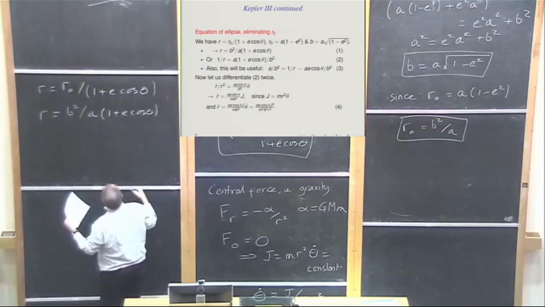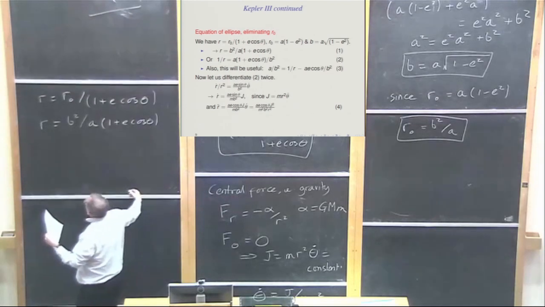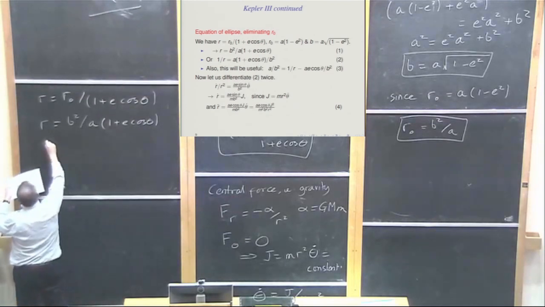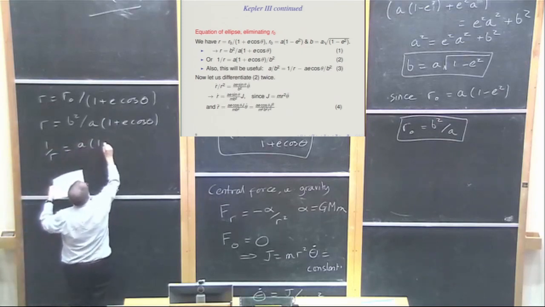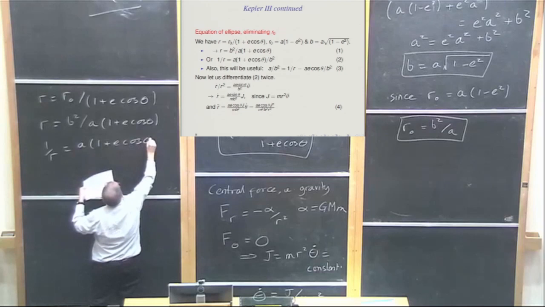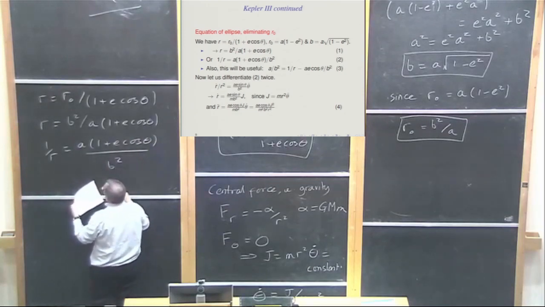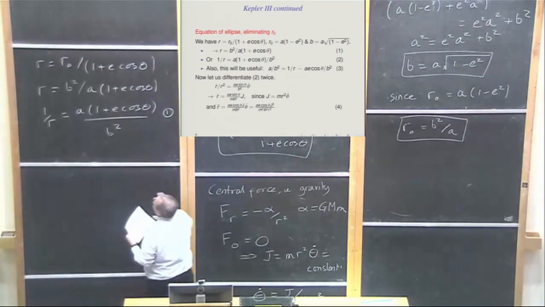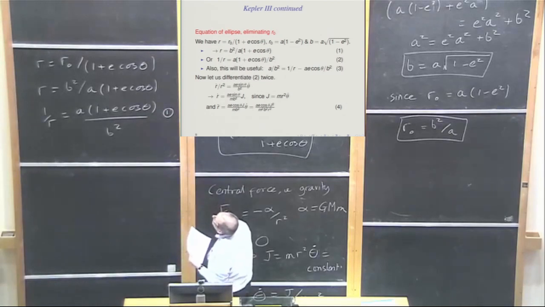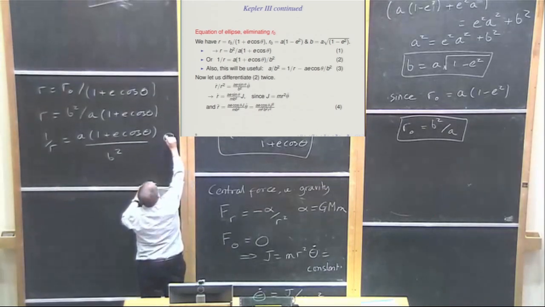And then, it might not seem obvious why this is the way to go initially, but believe me it is. Let us write it in the inverse. So we have 1 over R equals A times 1 plus E cosine theta over B squared. Okay, so let me call this equation 1. We had an equation 1 a while back, but let me stay consistent with my slide, else we'll get into a complete mess. It seems to be called 2 on the slide.